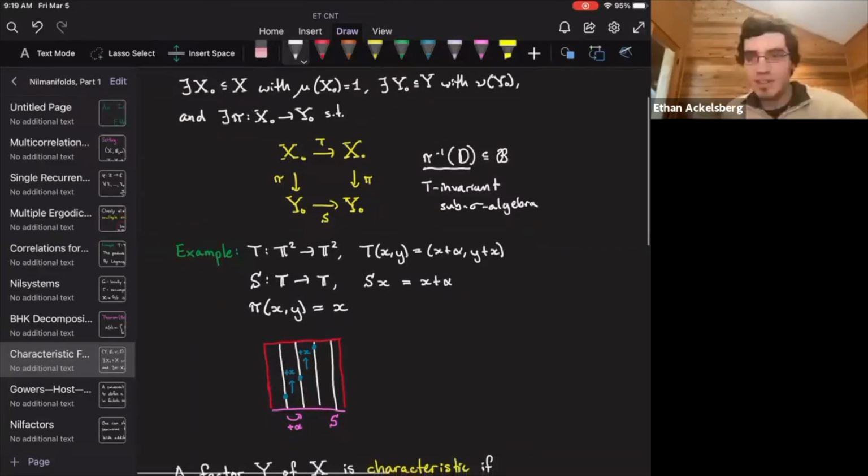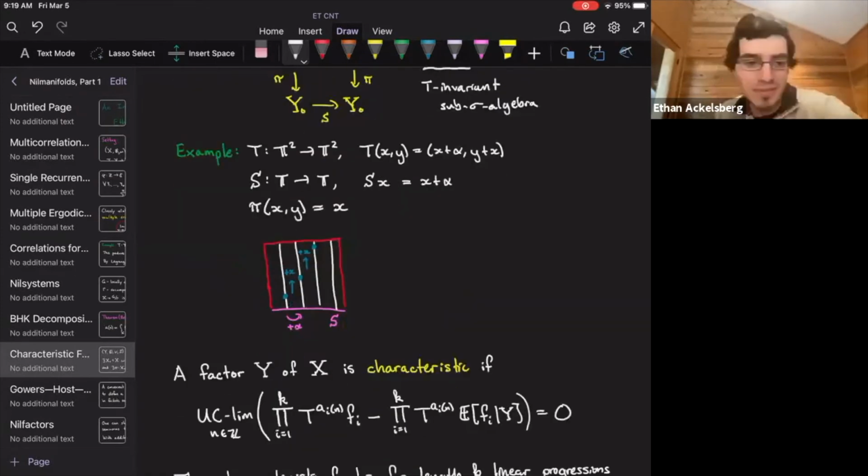Okay, so now I'm going to give a definition that's not super precise. But I want to say that a factor is characteristic if it controls some multiple ergodic averages. So if we can replace our function by its projection onto this factor. And to say that it's characteristic, I need to specify what sequences I'm looking at. So maybe I should say it's characteristic for the family of sequences A1 through AK.